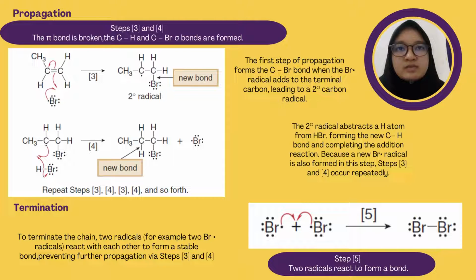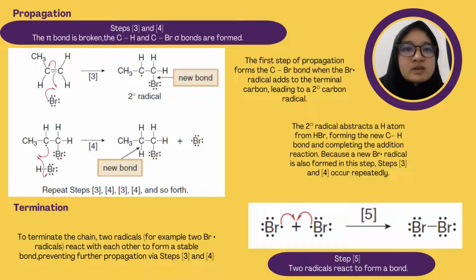The second part is propagation. Steps 3 and 4 involve the pi bond being broken, and the CH and CBr sigma bonds being formed. The first step of propagation forms the CBr bond when the Br radical adds to the terminal carbon, leading to a secondary carbon radical. The secondary radical abstracts a H atom from HBr, forming the new CH bond and completing the addition reaction. Because a new Br radical is also formed in these steps, step 3 and step 4 occur repeatedly.